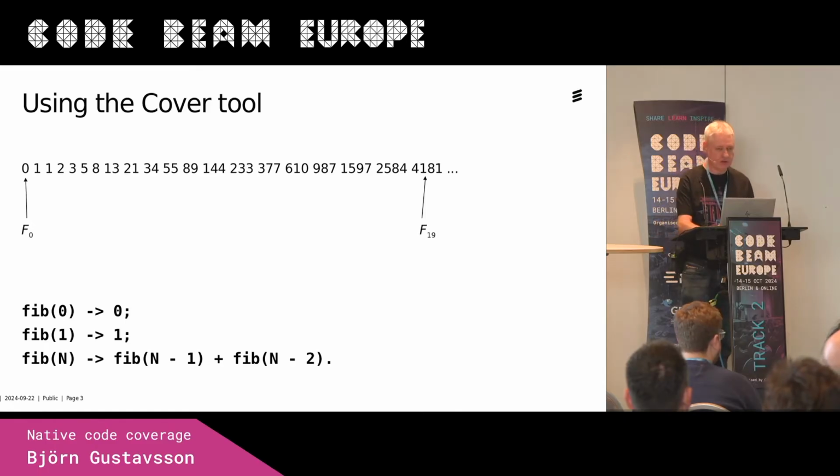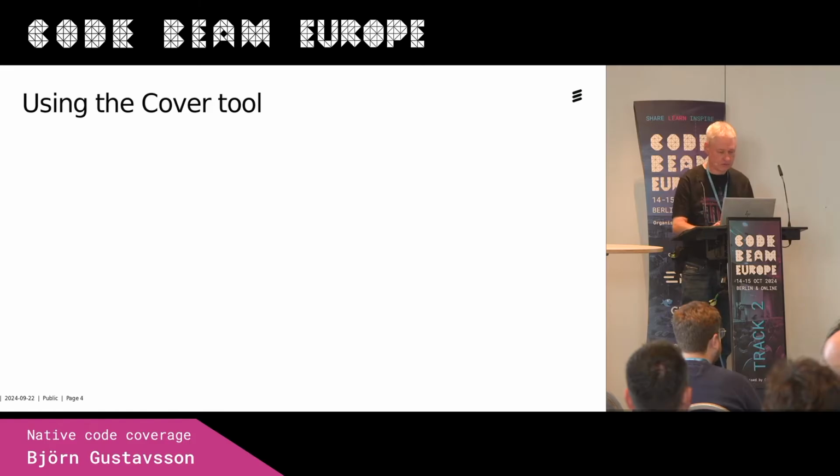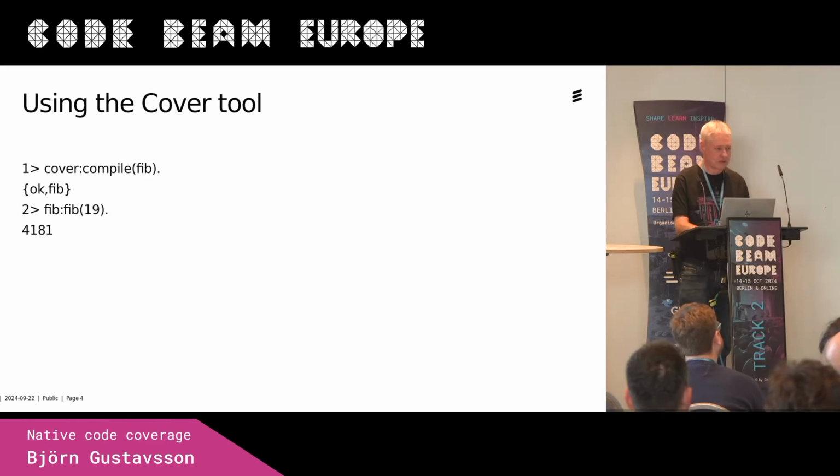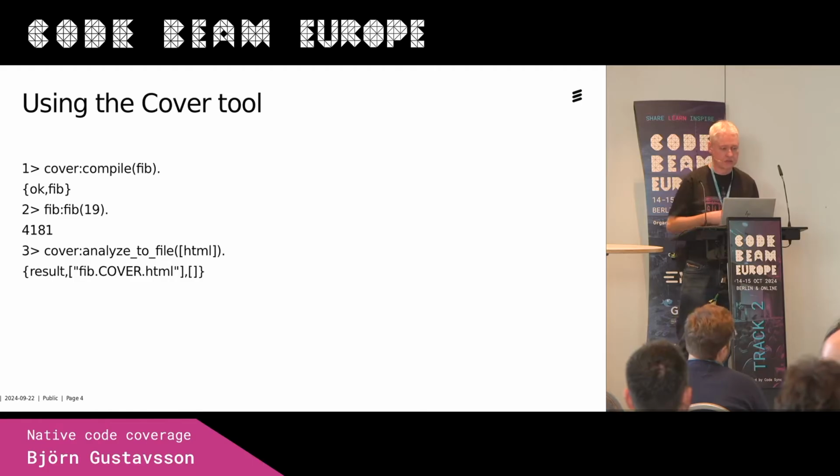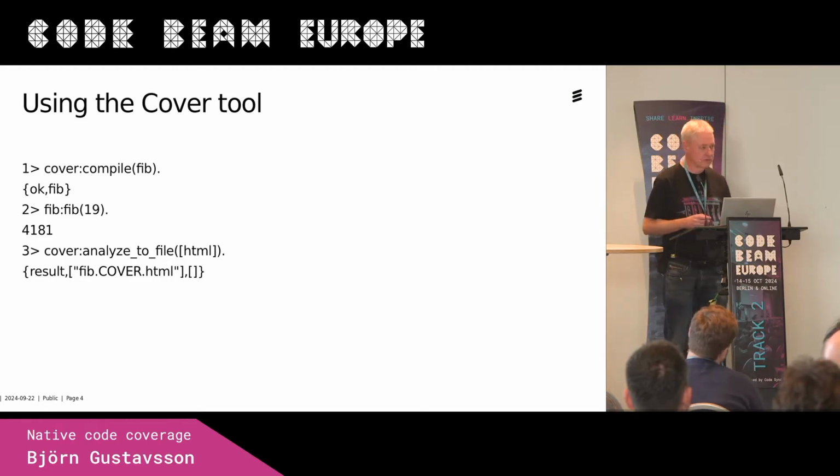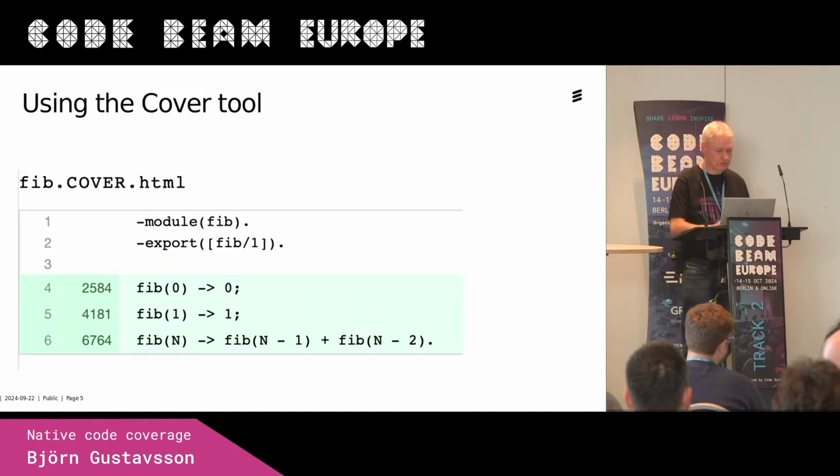And then we can collect coverage on that. So we first need to cover compile it to prepare for collecting coverage information. Then we can run it as usual, calculating Fibonacci number 19, and get the result. Then we can do an analyze, and with this option it will generate an HTML file, which we can look at in a web browser, like so. So all lines are covered, they are green. So that is good. At least we have covered all lines.